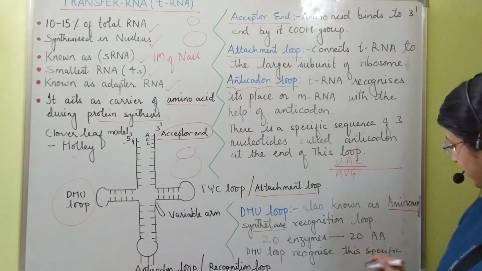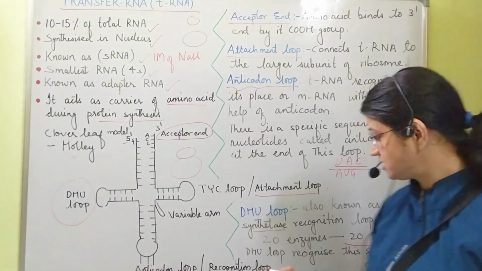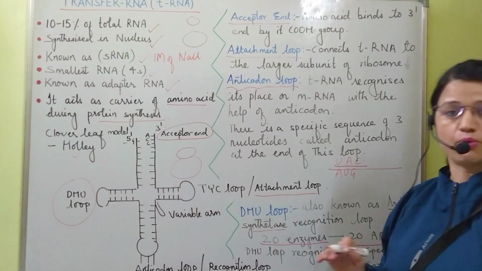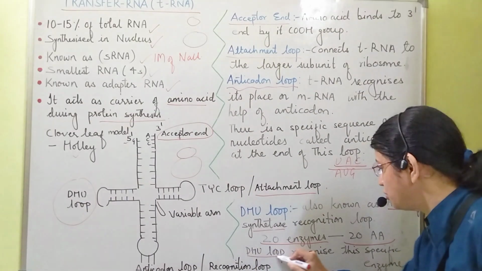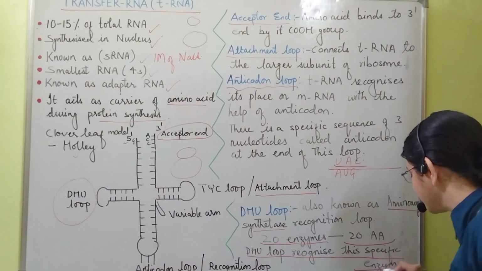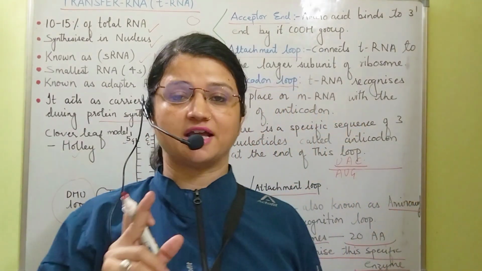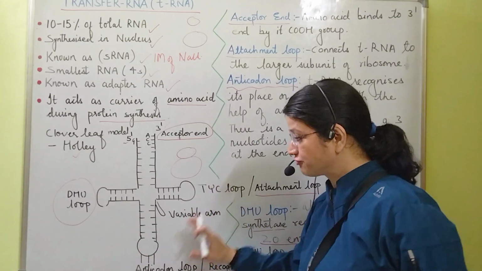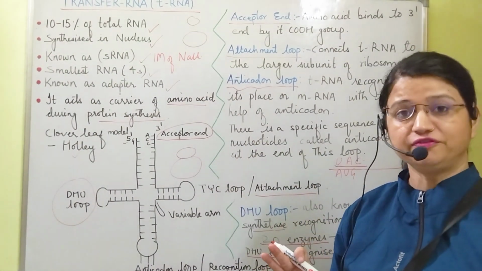We know that there are 20 amino acids. There are 20 essential amino acids, so there will be 20 enzymes required for these 20 amino acids. The DHU loop recognizes this specific enzyme. So this enzyme will be recognized by the DHU loop. So these are the different loops. We have to remember the names of these loops and the functions of these loops.